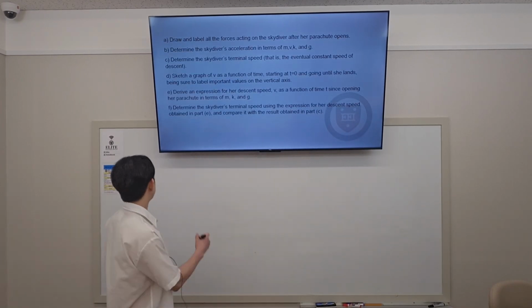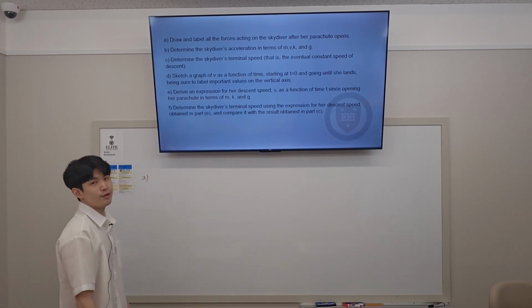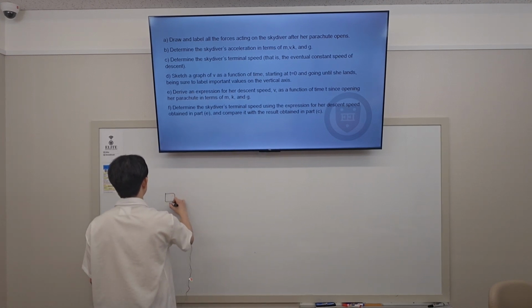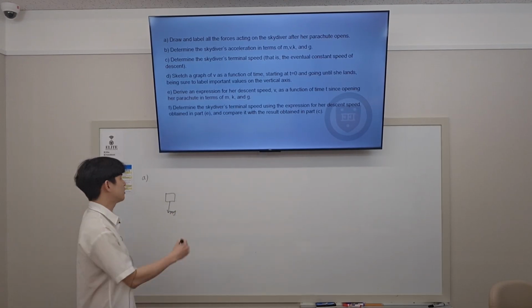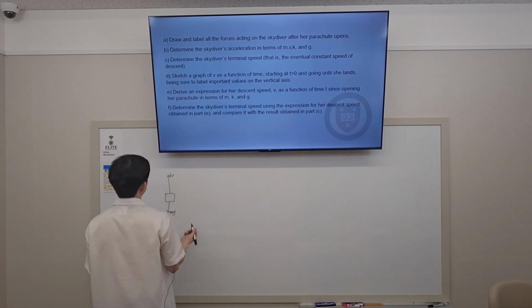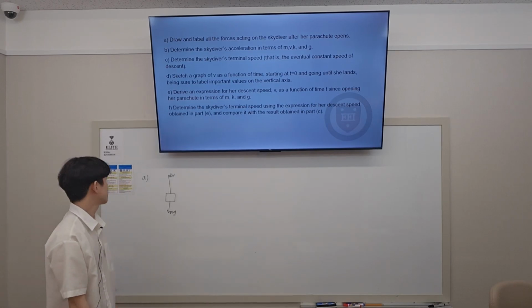So for A, we need to draw a free body diagram. As you know, there is mg acting downwards because she's falling downwards right now, and there's air resistance, which is kV, acting opposite to the direction of mg.